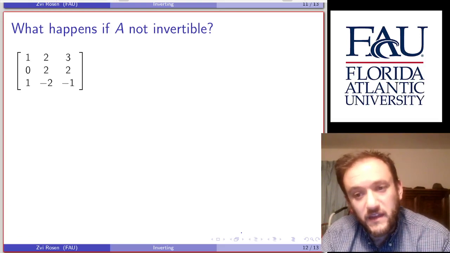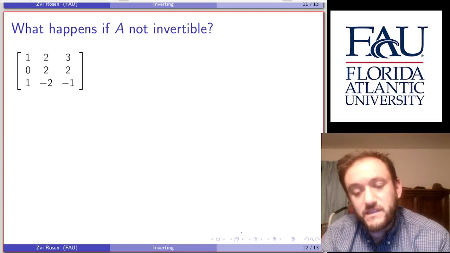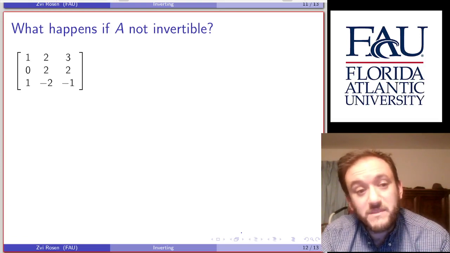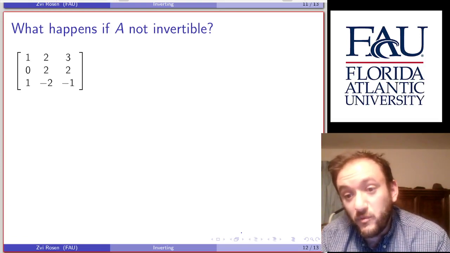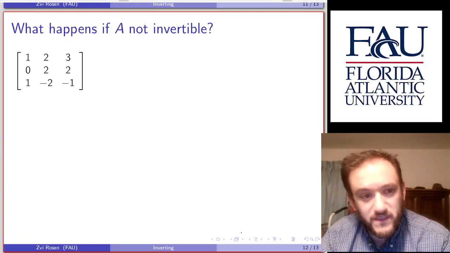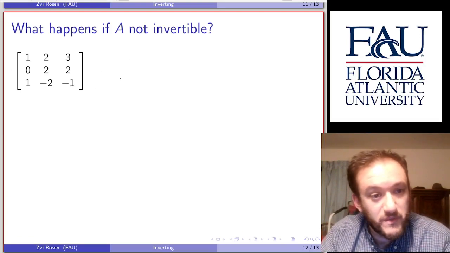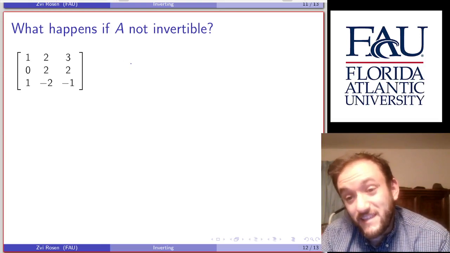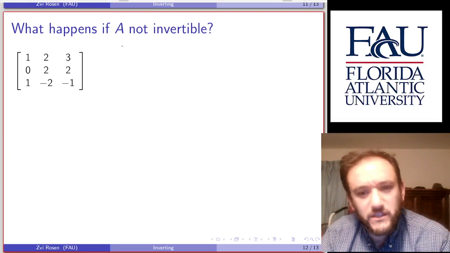So we've spoken a lot about invertible matrices and conditions that are equivalent to being invertible, but what happens if a matrix is not invertible? What would happen when I tried to do this procedure? So here's an example of a matrix A, which I'm giving you the hint, it's not going to be invertible. So what happens when we try to construct the inverse?